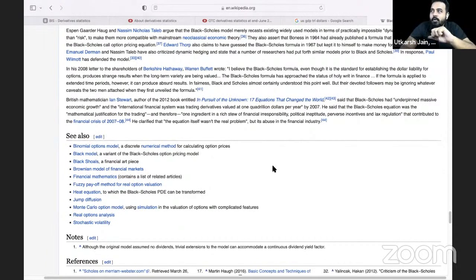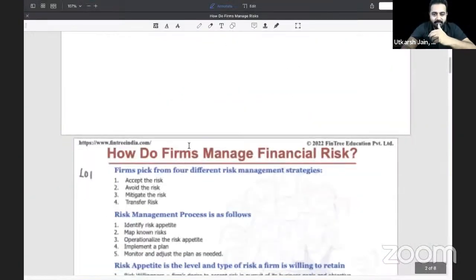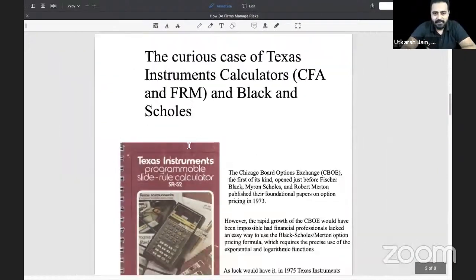So I came across a very interesting story. I was reading a book called Adaptive Markets. And in that book, I came across this really cool story about Texas Instruments and how Texas Instruments is connected to Black and Scholes. Right? So I'm going to show you some interesting pieces of that story here. I've put this in my presentation. I'll be sharing this with you eventually.